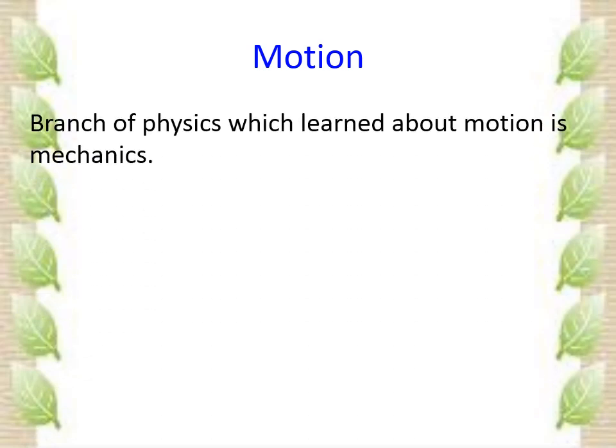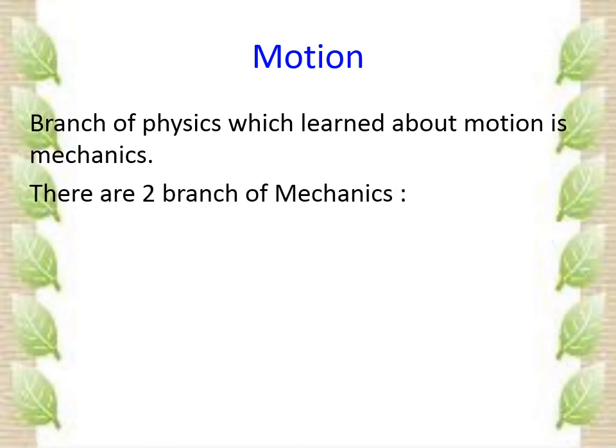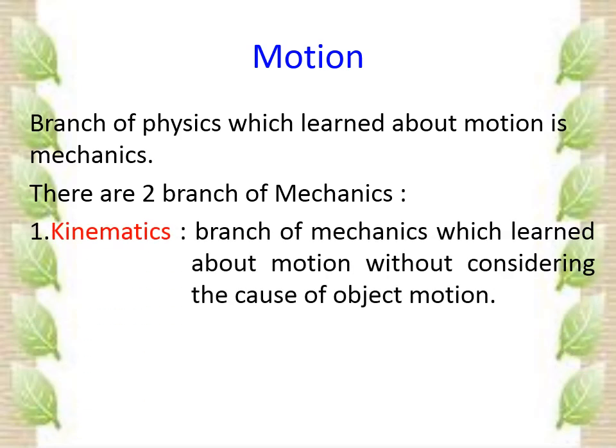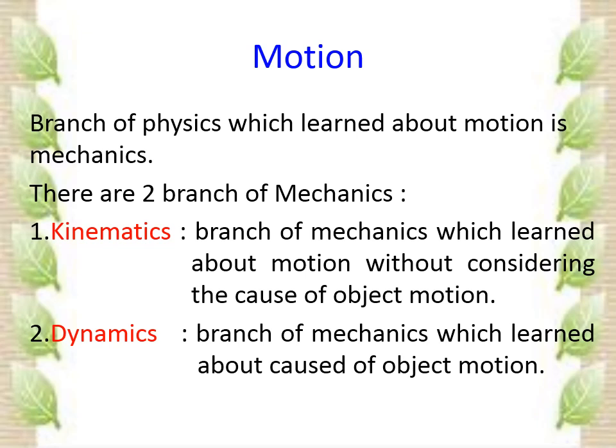The branch of physics which learns about motion is mechanics. There are two branches of mechanics. The first is kinematics. Kinematics is the branch of mechanics which learns about motion without considering the cause of the object's motion. The second is dynamics, the branch of mechanics which learns about the cause of an object's motion, which is force.